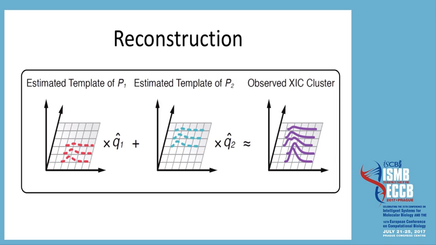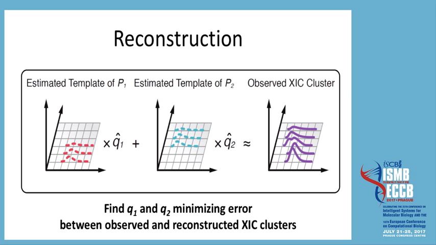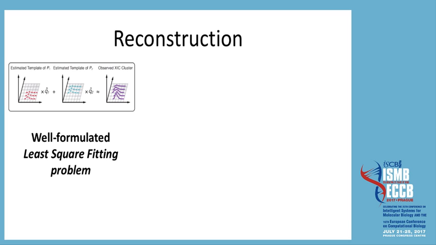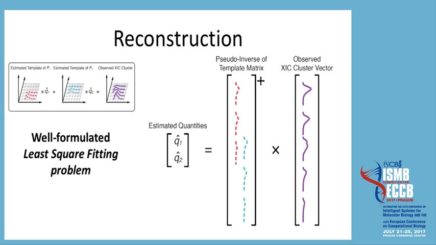The weighted summation of these templates should constitute the observed XIC cluster. The reconstruction is to find the weights Q1 and Q2 that minimize the error between observed and reconstructed ones. This is a well-formulated least squares fitting problem that can be easily solved by using the pseudo-inverse. And by solving this over-determined linear equation, the overlapped signals are effectively deconvoluted.